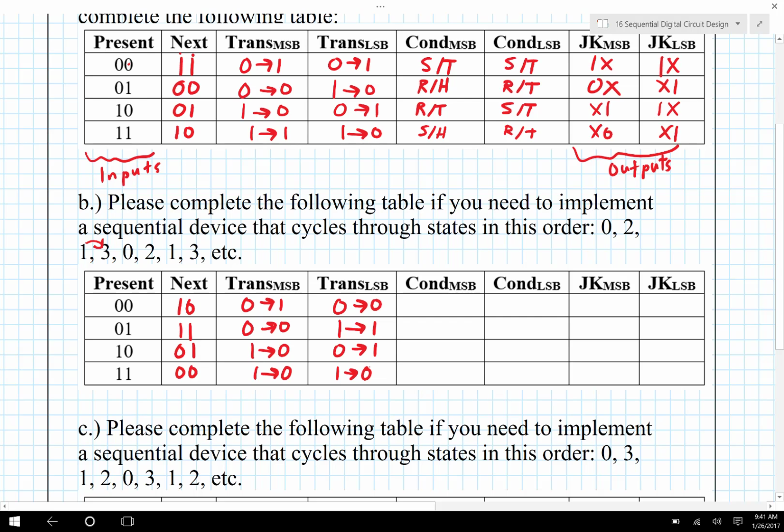So 0 goes to 1, 0 goes to 0, 0 goes to 1. Oh, yep, that's a mistake. 0 goes to 1, 1 goes to 1, 1 goes to 0, 0 goes to 1, 1 goes to 0, 1 goes to 0. Good.